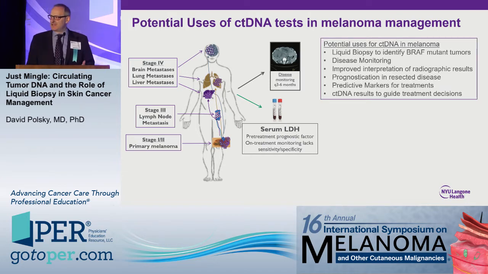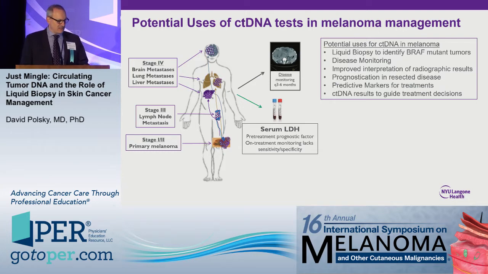So potential uses for ctDNA in melanoma, it can be a liquid biopsy to identify BRAF mutant tumors. Now, it turns out most oncologists I talk to say, well, we have no trouble really getting tumor, so that's not really such a great application. And I said, okay, fine, no problem, but we can do that if we had to. More likely disease monitoring, which I'll get into, and also aiding in the interpretation of ambiguous radiographic results. I'll talk a little bit about that.